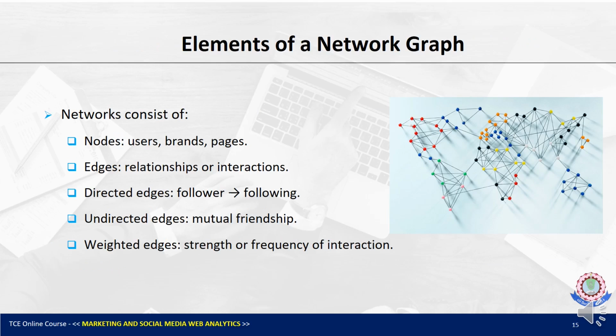Elements of a network graph. The core components of network graphs are nodes. Users, brands, and products can be considered as nodes, and edges. Interactions or relationships among those can be considered as edges. Direction. It can be one-way or mutual. Weight. The strength or frequency. A network graph transforms raw digital interaction into structured intelligence.